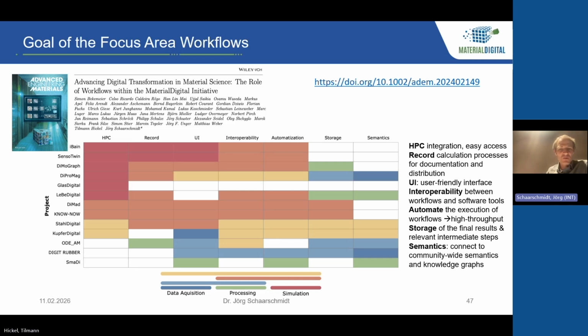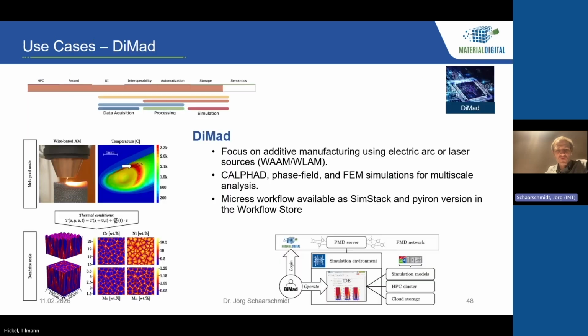So these are the topics we try to address and show which of the projects were interested in which of those topics. And just to give a brief overview, what kind of those were like. We had one example, which is DMAT, which was focusing on additive manufacturing with electric arc laser sources. And they had calcified phase field simulations and FEM simulations within their project. And they had also a custom software tool, which was MicroS.